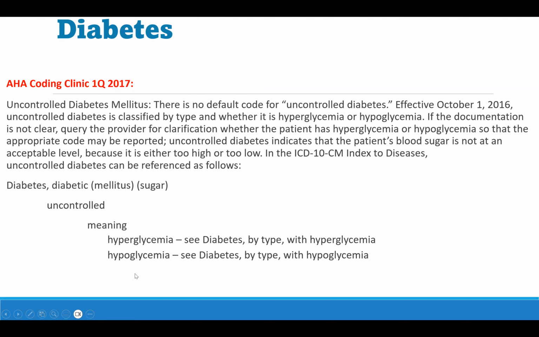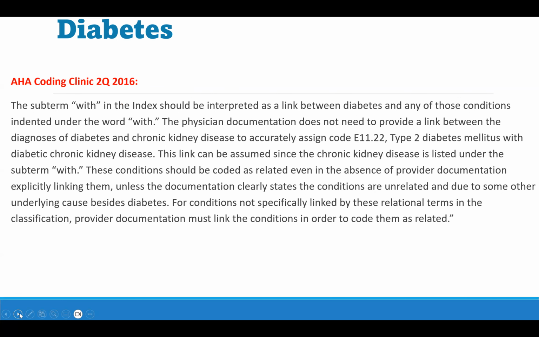So here is a Coding Clinic that I want to get to. And it's funny, when I've created a presentation, and this is what I love about chart review, it is participatory. I have several different slides. You brought up an issue that is on one of my slides. I do want to point out the subterm with. I'm not going to flip back to the record, but because I read it out loud, we looked at it, and I don't think anywhere in that record is the term with.